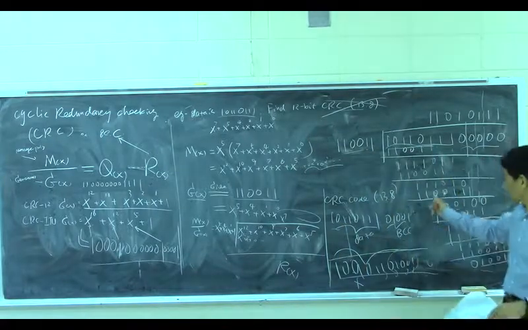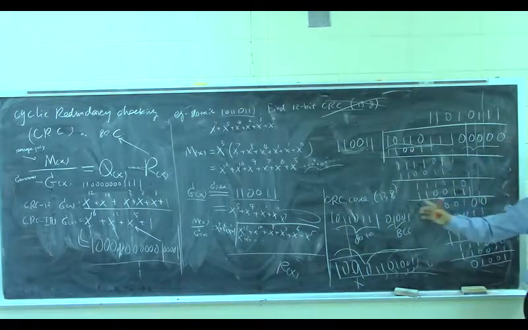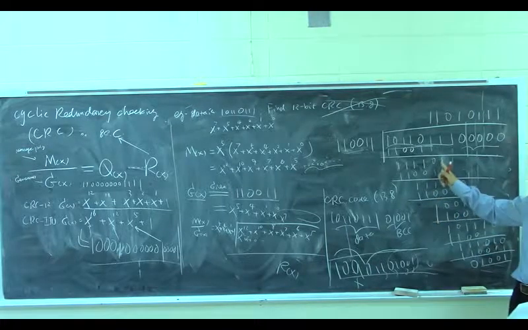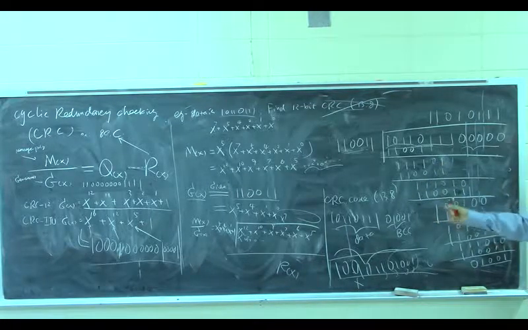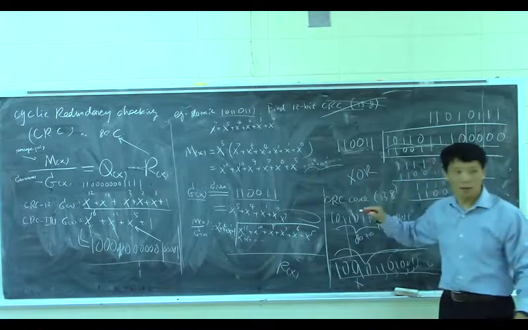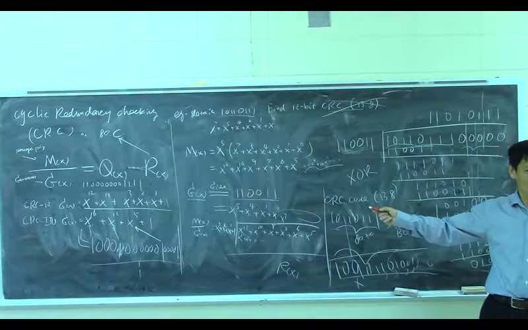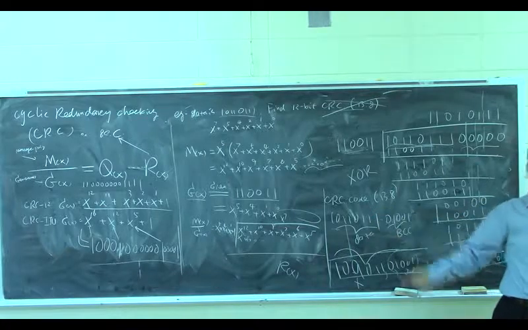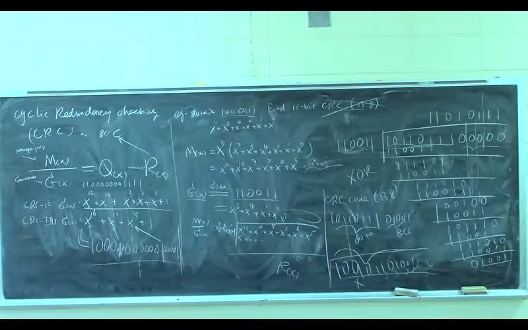Good news is I tell you the tricks, right? When you subtract, you don't need to really subtract. You only compare. 1 minus 1 equals 0, 0 minus 1 still equals 1. That's the easy part. If they are the same, they will be equal to 0. If they are different, they will be equal to 1. What operation is this? Yeah, that's the one, XOR. So easily you can use the hardware to do this, right?